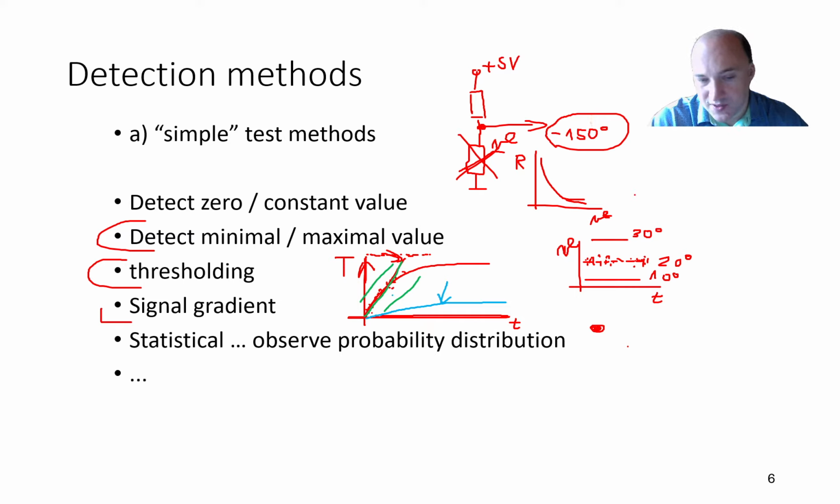So by checking the signal gradient, I can tell, okay, everything is in the correct interval, so basically in this region, and that's fine. If it's outside, I will signal an error.